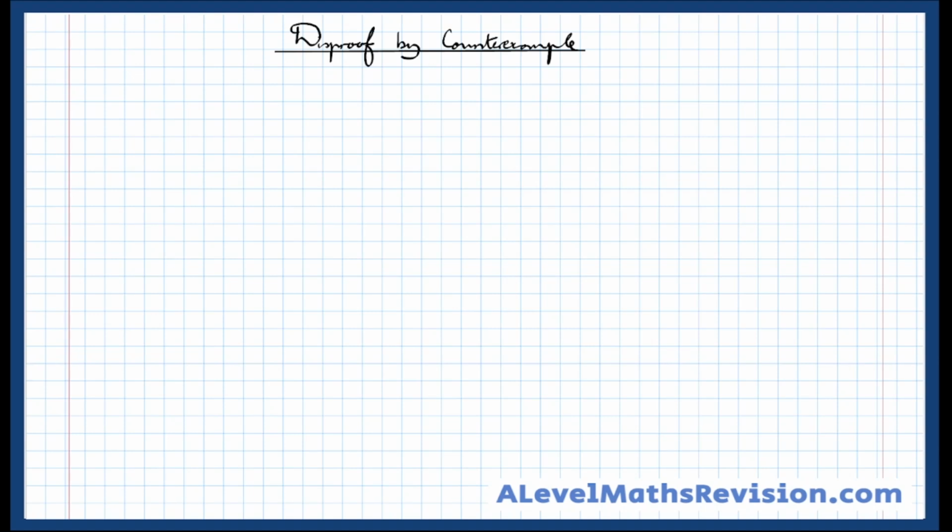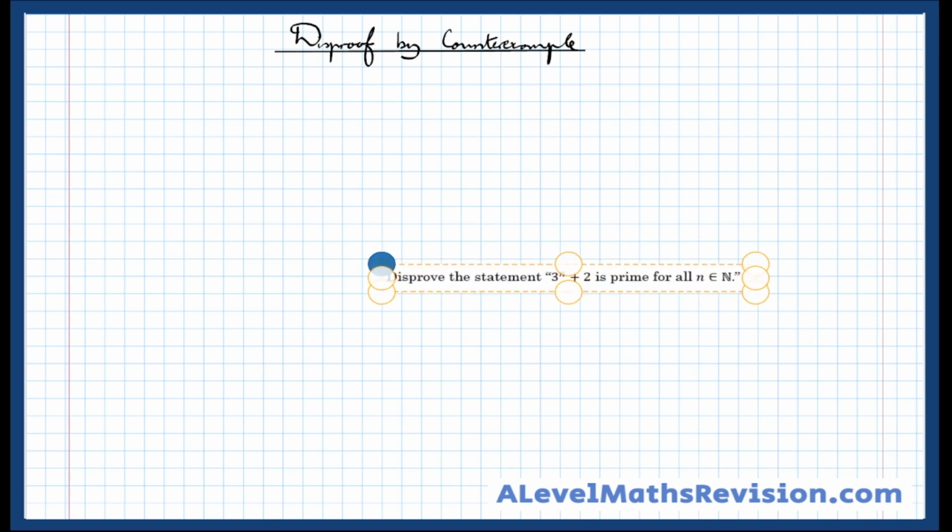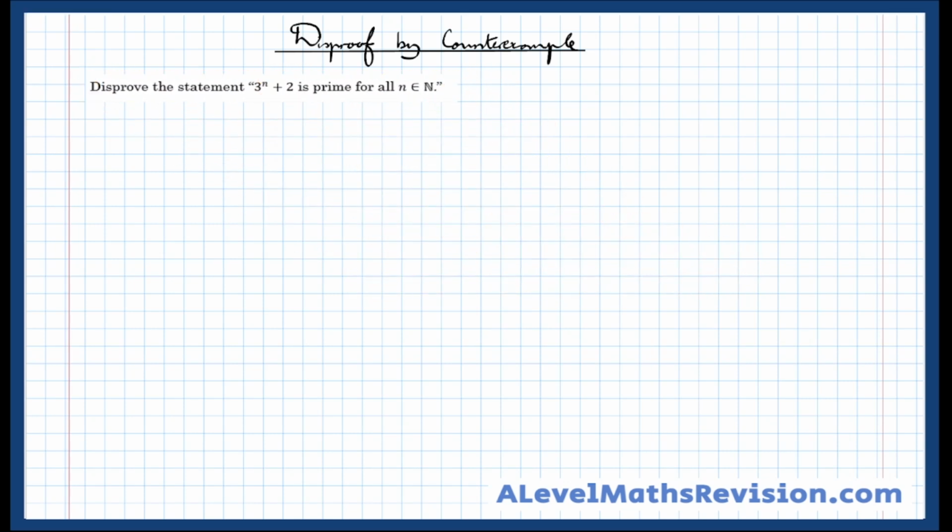In this lesson, which is going to be quick and easy, we're going to look at disproving statements by finding a counterexample. So let's start with a question. Let's have a look at this one here. Disprove the statement 3 to the n plus 2 is prime for all natural numbers. It's a false statement that's implied by the question, and it's up to us to find an example, one single example, to disprove the statement.